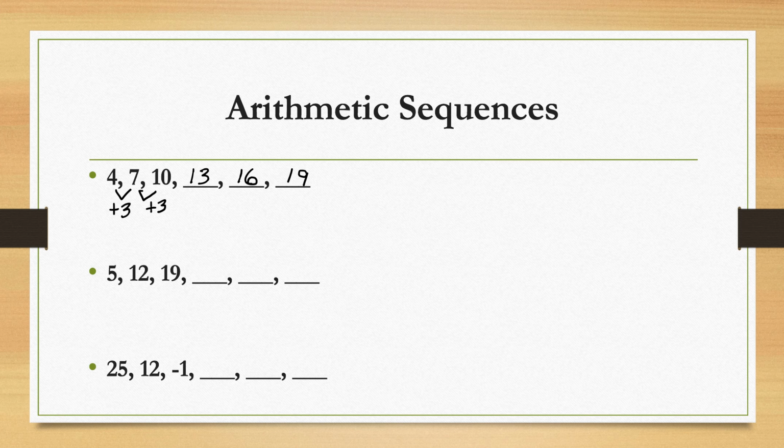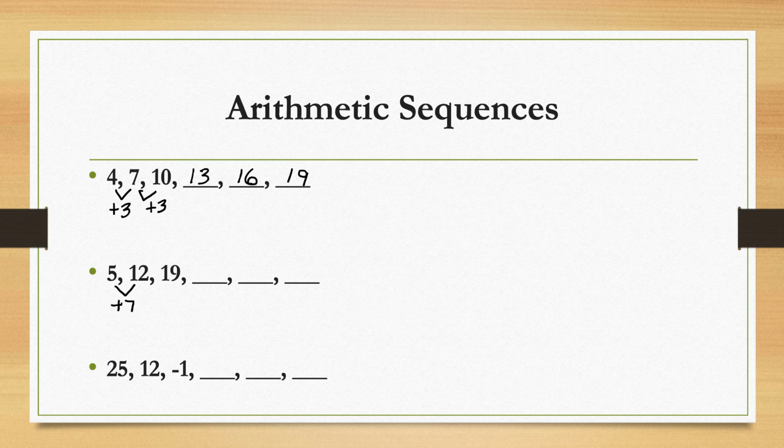Okay, let's look at our second example. Second example, we start with a 5 and we go to a 12. So how did we go from 5 to 12? Again, we're going in an increasing fashion, so we know we're adding something. 5 plus what makes 12? Right, 5 plus 7 equals 12.